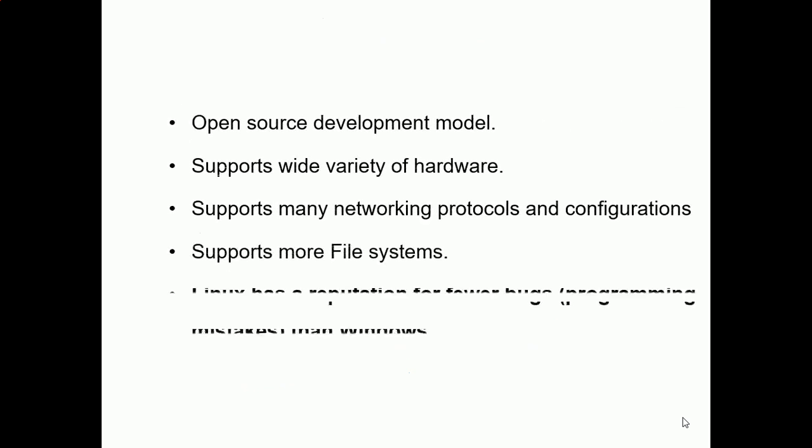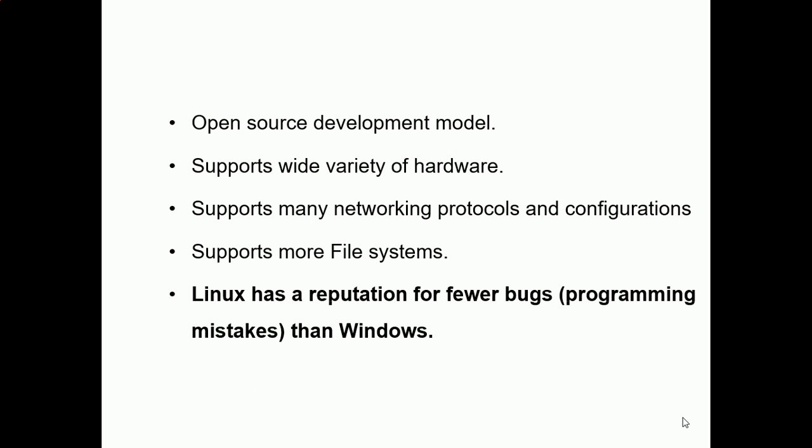Then the first feature is the open source development model. Open source means you can easily download the code and reuse it for your purpose. It supports a wide variety of hardware, and many networking protocols and configurations. Like Windows, you can use IP version 4 and IP version 6.